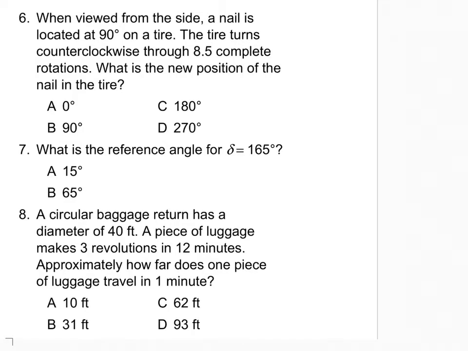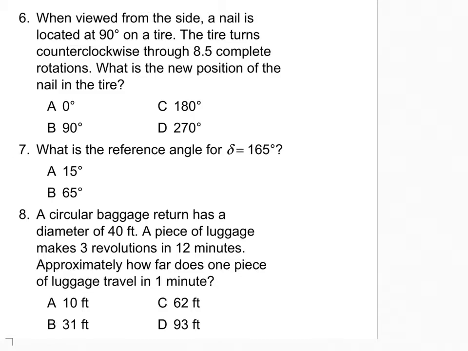Question number 6. When viewed from the side, the nail is located at 90 degrees on the tire. The tire turns counterclockwise through 8.5 complete rotations. What is the new position of the nail on the tire? So what does it mean by complete 8.5? No matter how you go, 8 is a complete circle. So if you complete 8 complete circles, you will go back to 90 degrees.